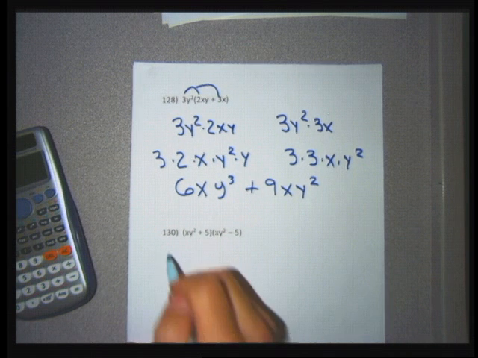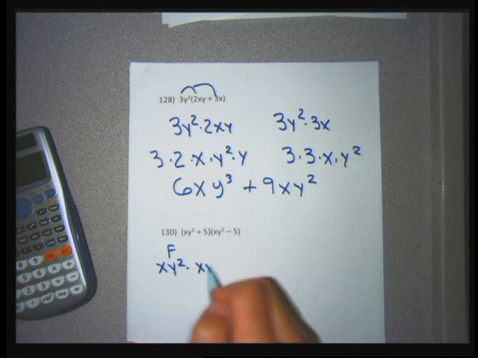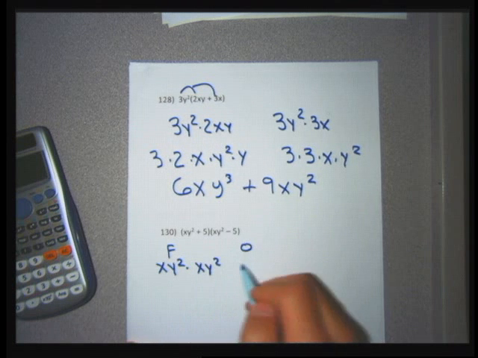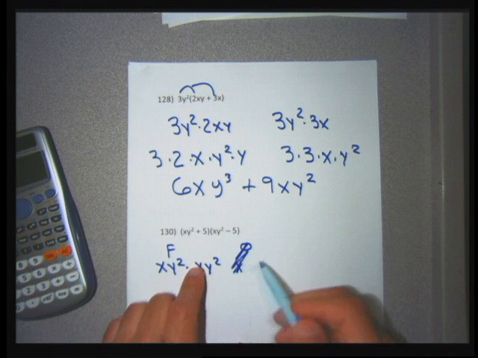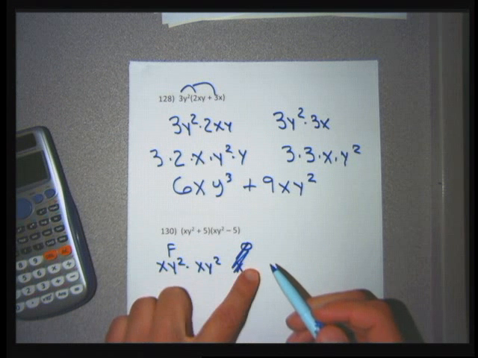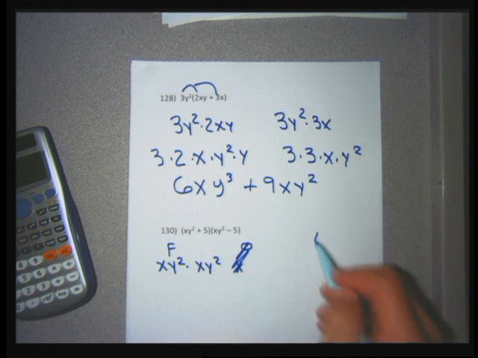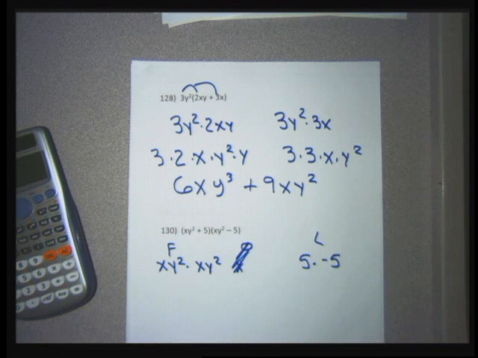130 is a foiling. First is xy squared times xy squared. Outers. Oh, it's a foiling, but it's a conjugate pair. So I'm only going to do the first and the last. I'm being clever here. I could have done the outers and the inners, but because I'm multiplying two binomials with the same contents with opposite signs, I'm just going to do firsts and lasts and not do the foolish thing.